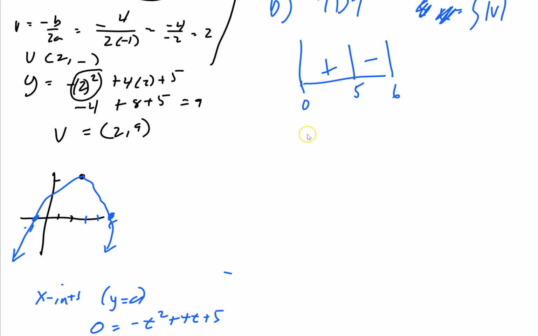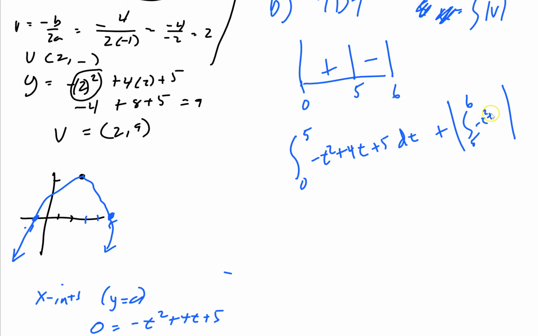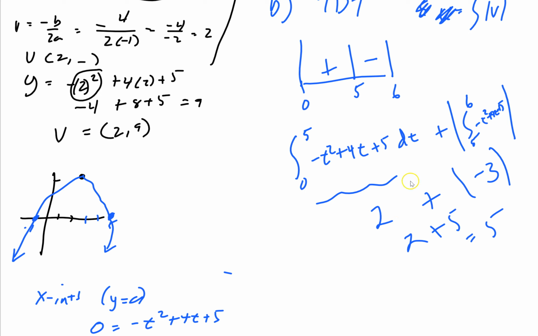So again, if I'm doing this by hand, I have to integrate from 0 to 5 of my velocity equation, which is negative t squared plus 4t plus 5 dt. Plus, I have to do the absolute value of the other one. So we're going to integrate from 5 to 6 of negative t squared plus 4t plus 5 dt. Get my answer there. Let's say it's 2. Who cares? Get my answer there. Let's say it's negative 3, but I need the absolute value to make sure it's positive. And you add them up. Get your answer. Again, I just made that up.